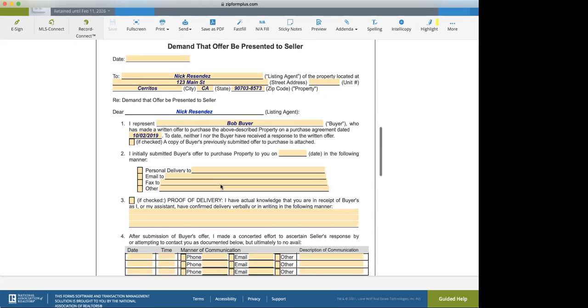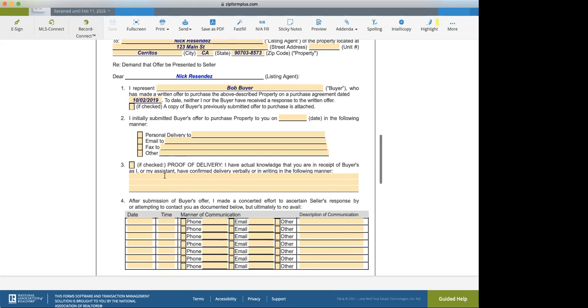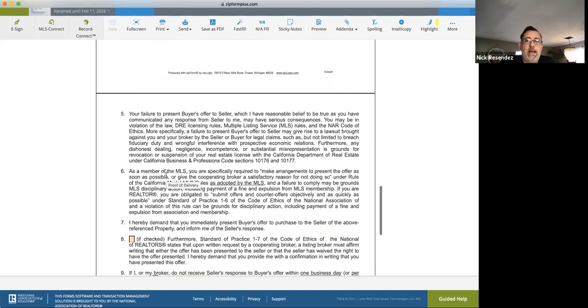As a reminder, it is a violation of the Code of Ethics to not present an offer or to respond whether an offer has been presented, unless a seller has given written instructions to that agent to not present offers either until a certain time or some other circumstance.